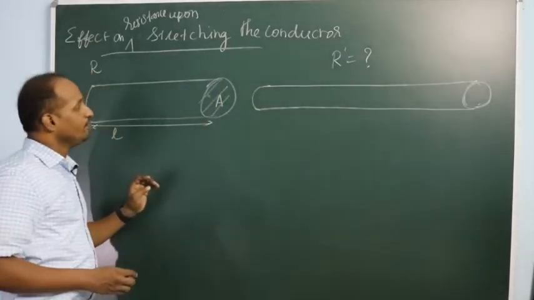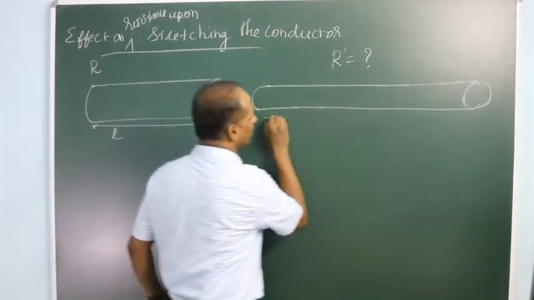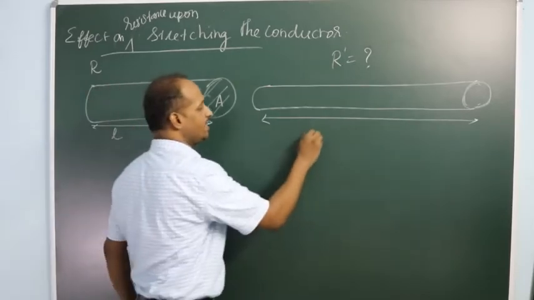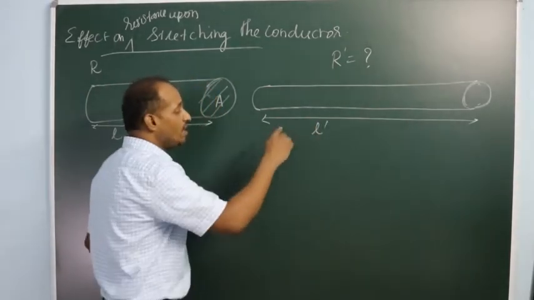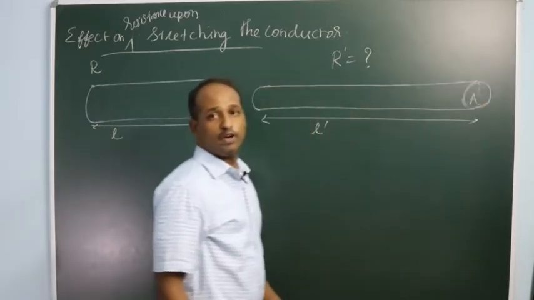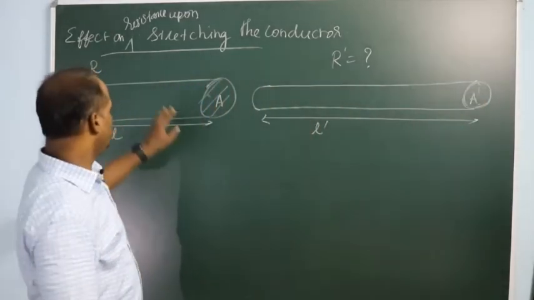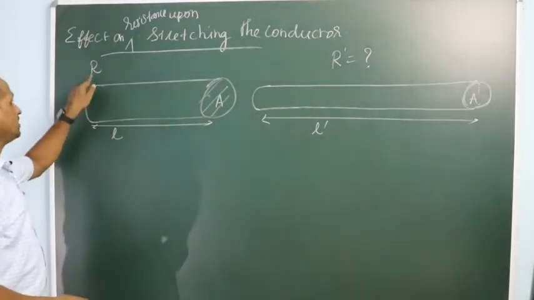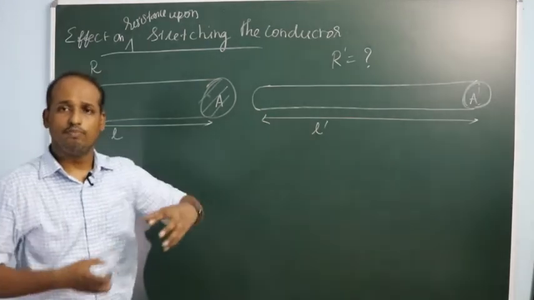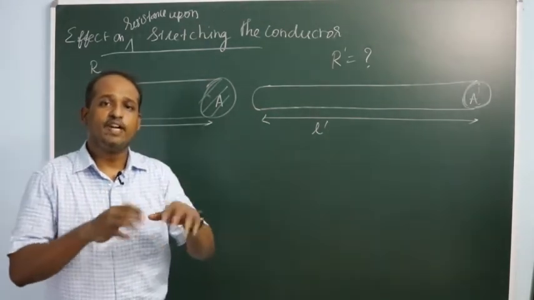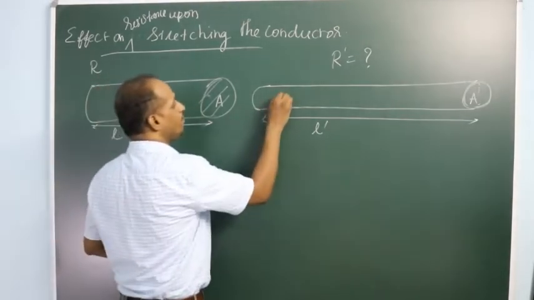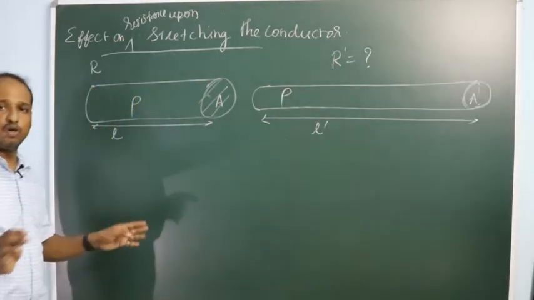So when you stretch the wire, suppose this length is L, when you stretch it, its length becomes L prime. When the length changes, automatically the area changes, so we are going to call that A prime. If the original resistance of this wire is R, what is the new resistance? That's what the question is. Because we are stretching, the material of the wire does not change. If its resistivity is rho, the resistivity of this material is also rho.